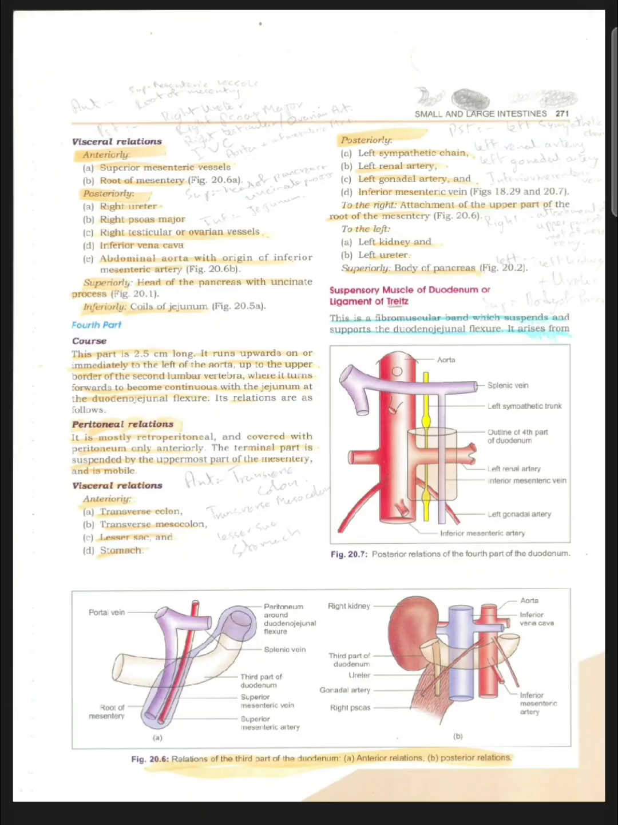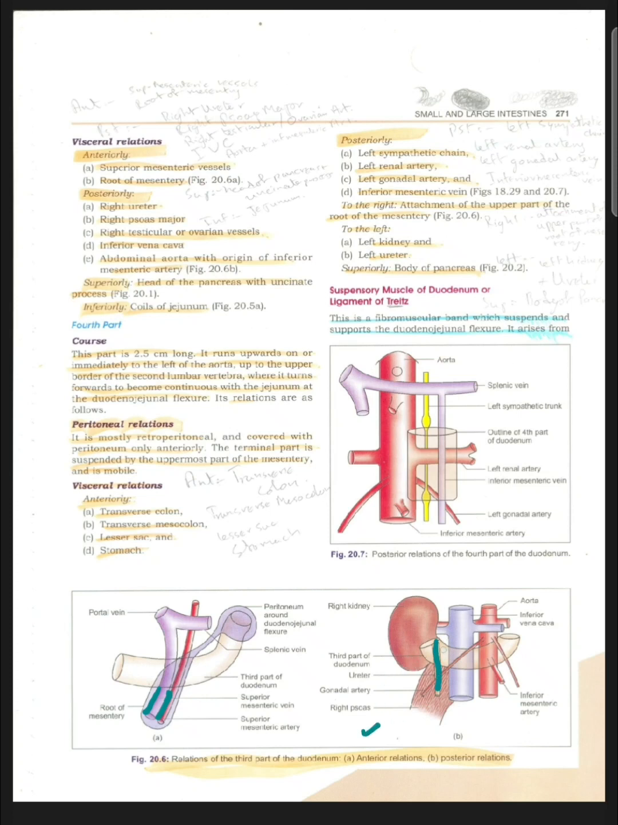Now let's talk about the relations of the third part of the duodenum. The relations of the third part of the duodenum include anteriorly the root of the mesentery and the superior mesenteric vessels, which include the superior mesenteric artery and the superior mesenteric vein. Among the posterior relations of the horizontal part of the duodenum, or the third part of the duodenum, we have the ureter, the right ureter, and the right psoas major.